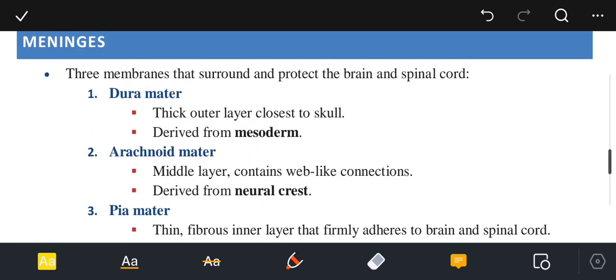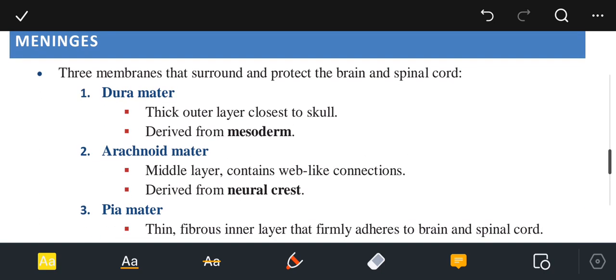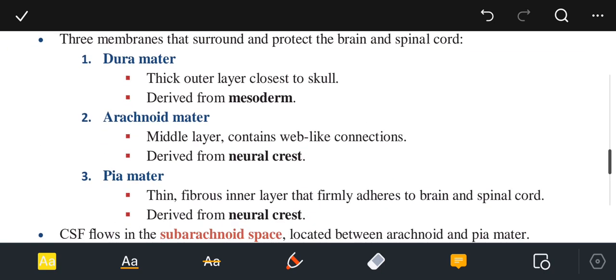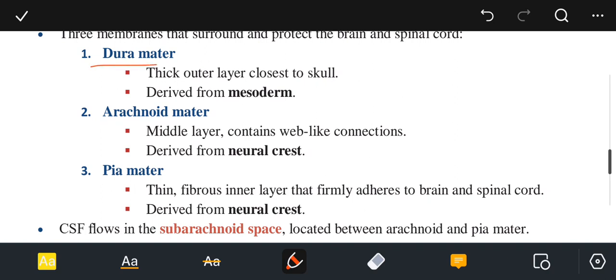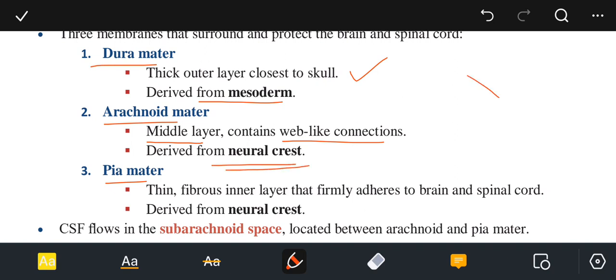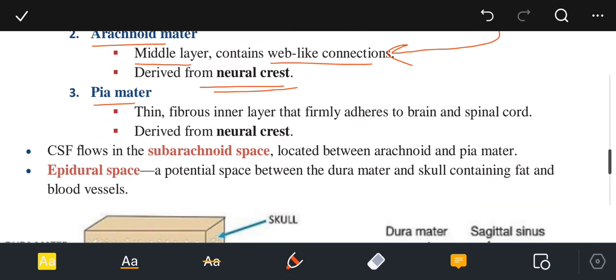Moving forward to the meninges. Three membranes that surround and protect the brain and spinal cord are the dura mater, arachnoid mater and the pia mater. Thick outer layer closest to the skull is the dura mater. It is derived from the mesoderm. Arachnoid mater is the middle layer and contains web-like connections, and it is derived from the neural crest layer. It is very important that the arachnoid mater is derived from the neural crest layer. The only layer to be derived from mesoderm is the dura mater. The rest of the two layers, which are leptomeninges, are coming from the neural crest layer.